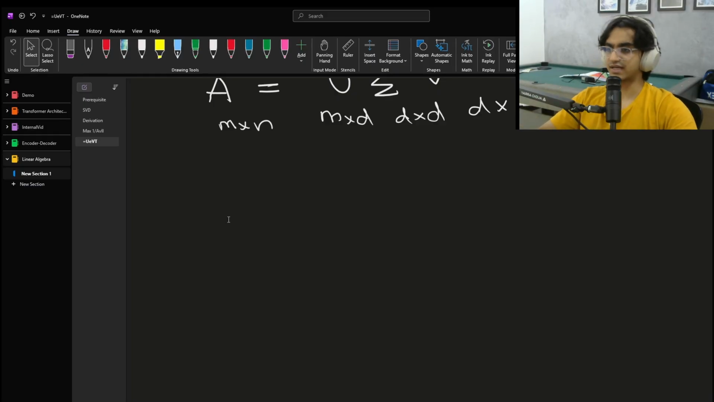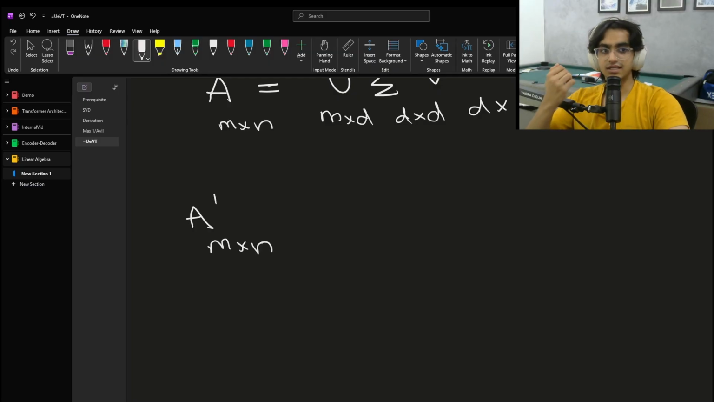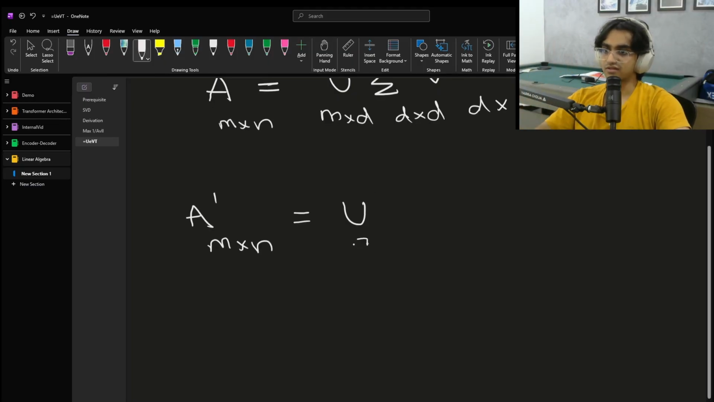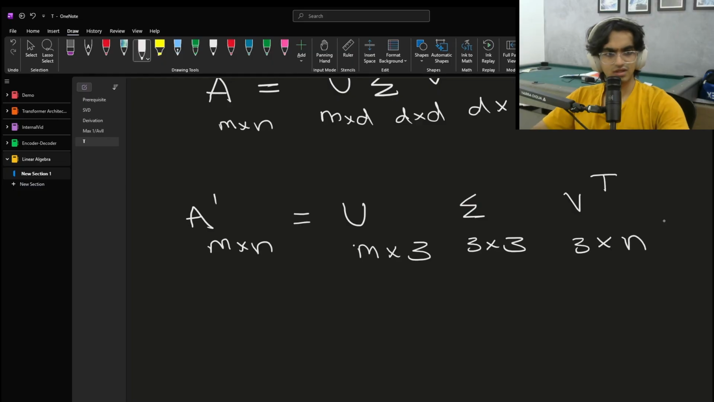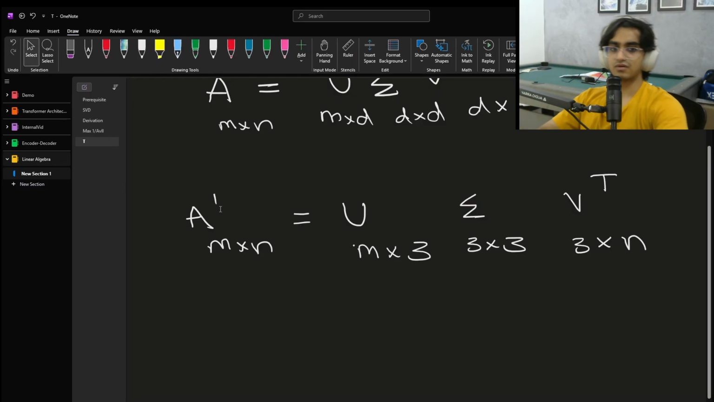What we can do is take a new matrix A dash, M cross N. Let's say we take only the first 3 important components. Instead of taking the entire D singular values, we can just take 3 of them. So we can take U as M cross 3, sigma as 3 cross 3 because we're taking only the first 3, and then V transpose will just be 3 cross N. In this way, we can get a good approximation. I've written some code and I'm going to show you how exactly this works.